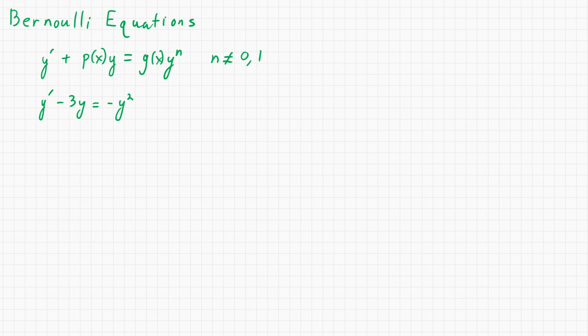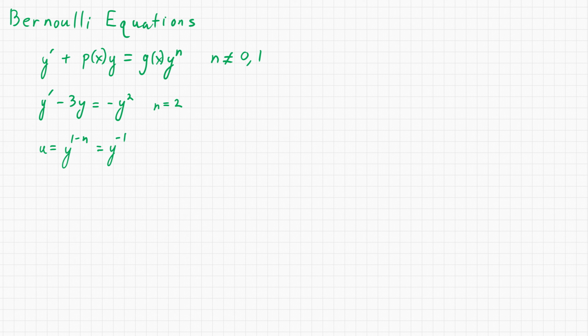Here we have a nonlinear differential equation that looks like a Bernoulli equation, right? So we have y prime, our p of x is -3, our g of x is -1, and our n is 2. So yes, this is a Bernoulli equation. The typical, the only substitution we use is u equals y to the 1 minus n. So that's y to the 1 minus 2, so y to the -1.